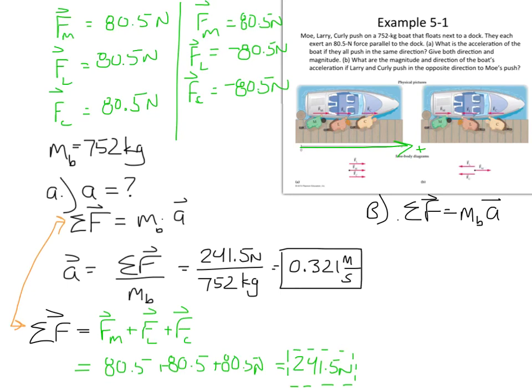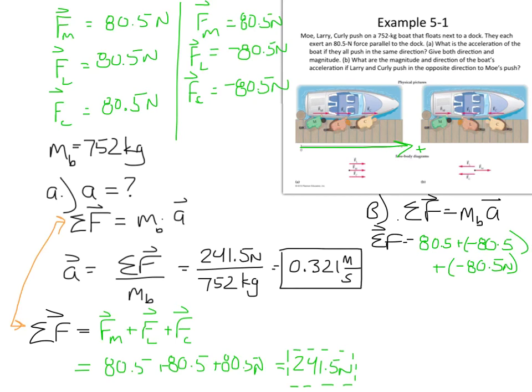Okay? So just as true is the fact that the net force on the boat equals, and I'll write this in green as well, 80.5 plus negative 80.5 plus another negative 80.5 newtons. I should have written those units right there, but they are units. Okay? Well, what's it going to add up to? Well, you can probably see where this is going.